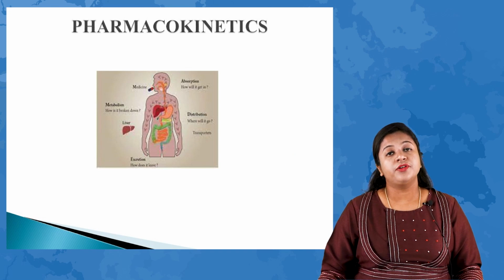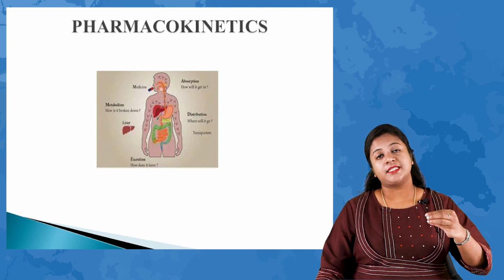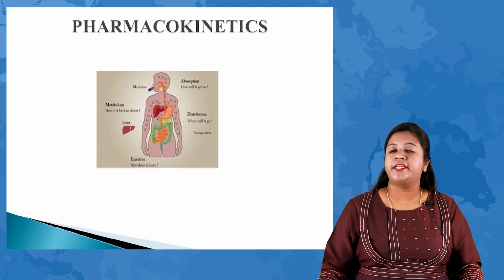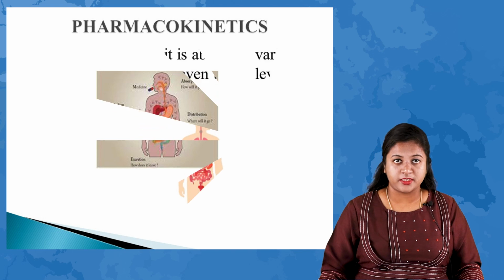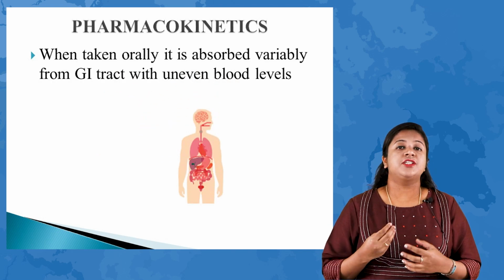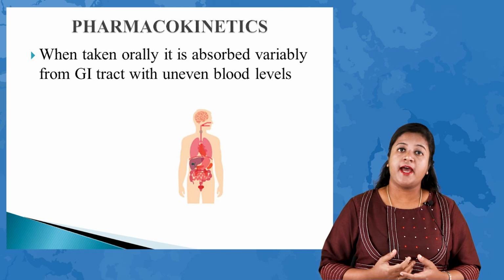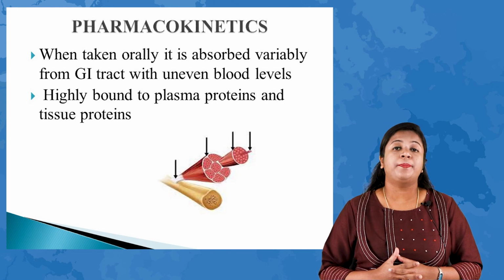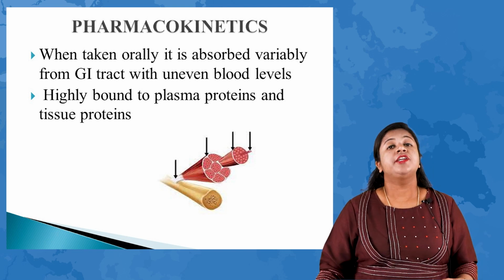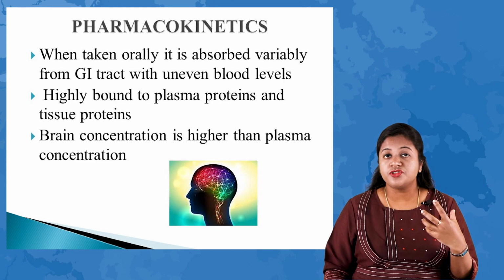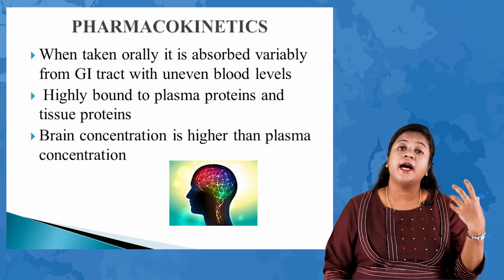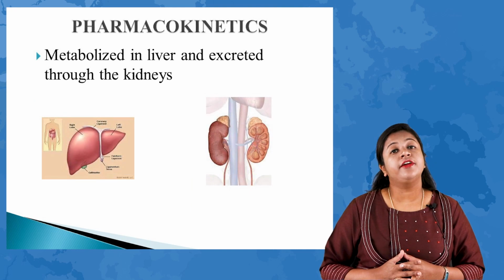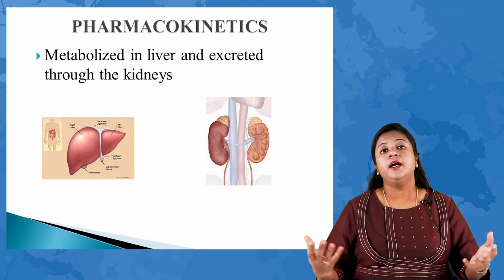Moving on to the pharmacokinetics. When the drug is taken, how is the drug working on the body? Pharmacokinetics of the antipsychotic group of drugs: when the drug is taken orally, it is absorbed by the GI tract and distributed unevenly in the blood. It is highly bound to plasma proteins as well as tissue proteins. The brain concentration of the antipsychotics is higher compared to the plasma concentration. It is metabolized in the liver and excreted through the kidneys.